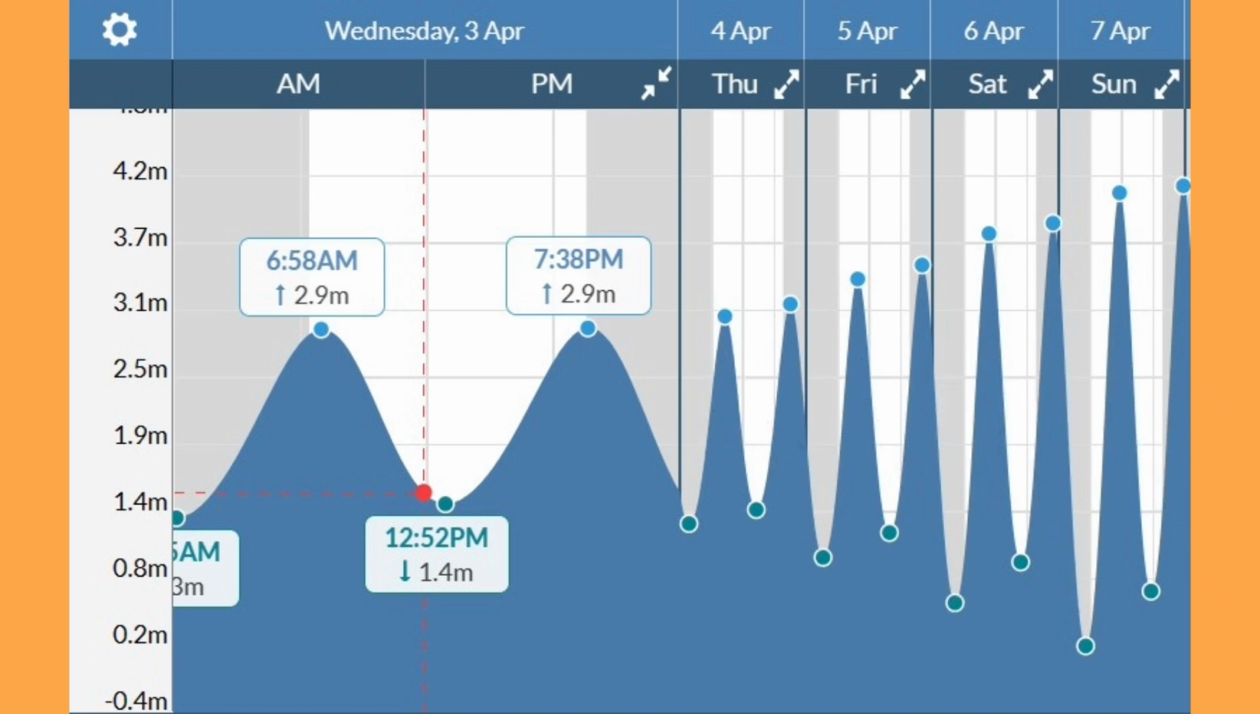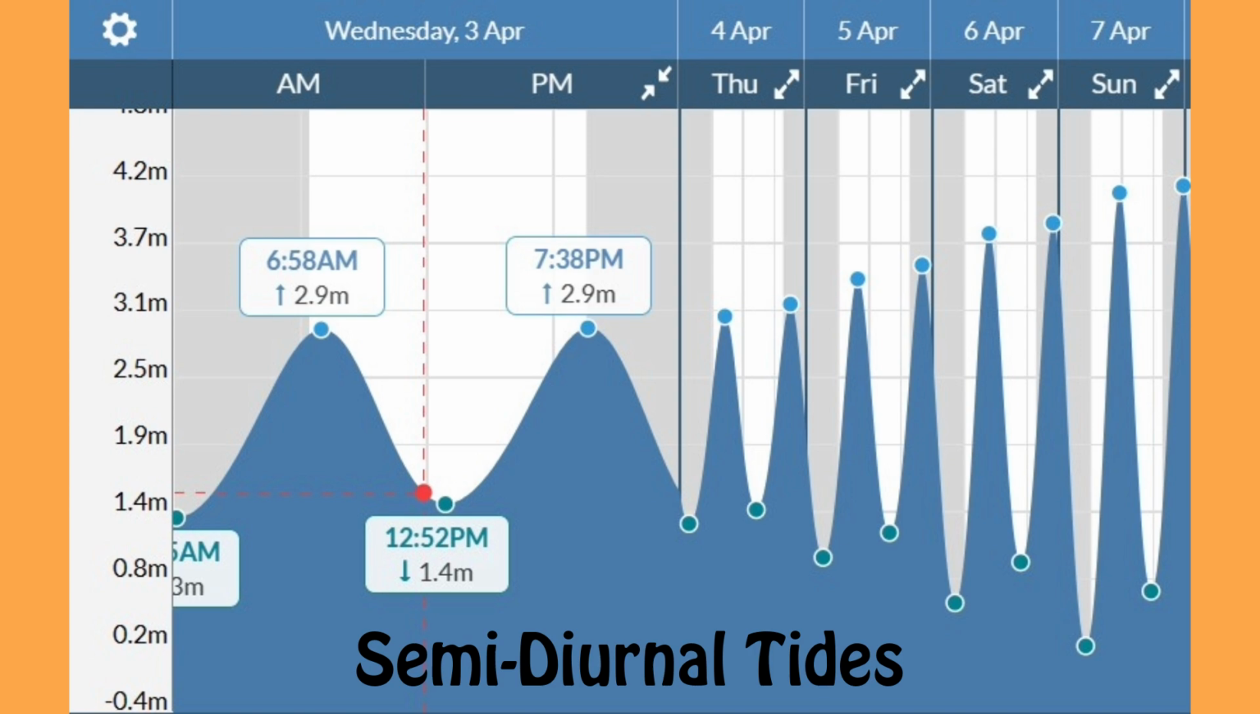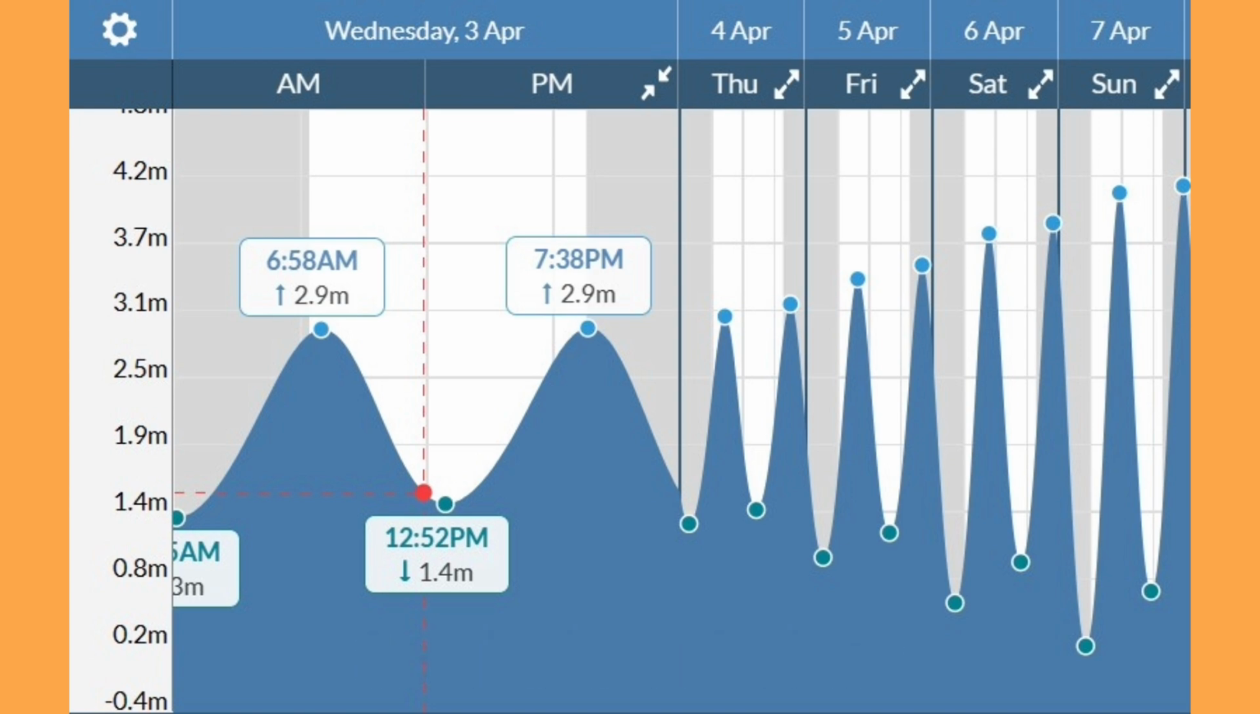For the entire UK and the majority of the European coastline, we have what are known as semi-diurnal tides. All it means is, typically, we have 2 high tides and 2 low tides of equal size in any 24-hour period. For areas in Europe such as southern France, the Adriatic Sea and western Turkey, they have what are known as mixed semi-diurnal tides, but we'll cover that in another video.